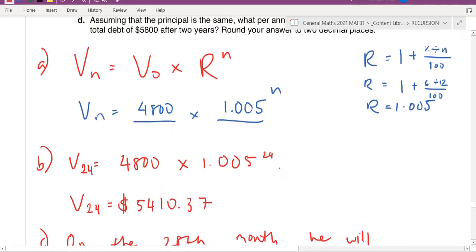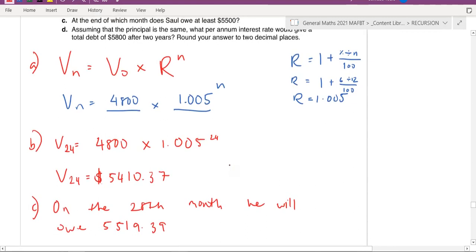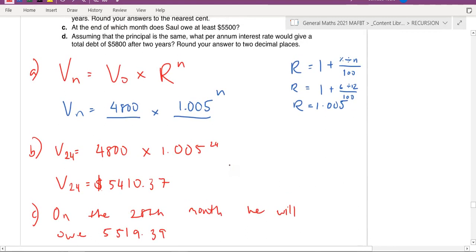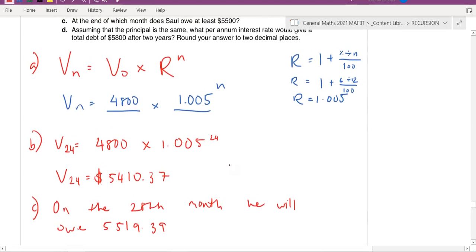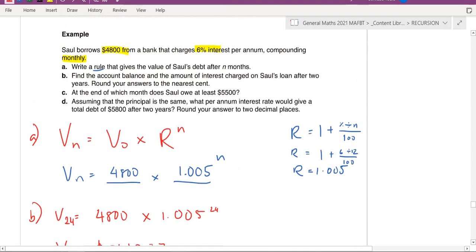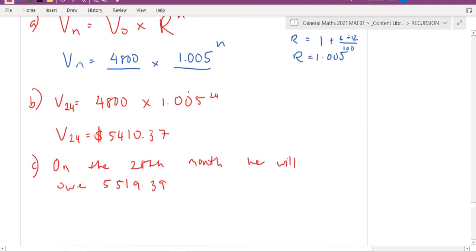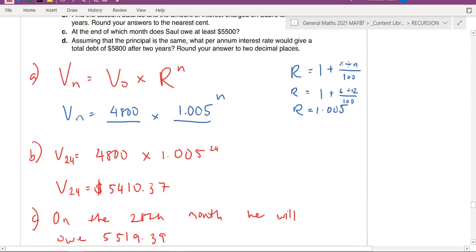Part C, assuming that the principal is the same, what per annum interest rate would give a total debt of 5,800 after 2 years? Round your answer to 2 decimal places. All right. This one gets a little bit tricky, because it's not asking for the rate, it's asking for the initial percentage. You need to use your solve function. For these questions, you'll need to use your solve function a lot.